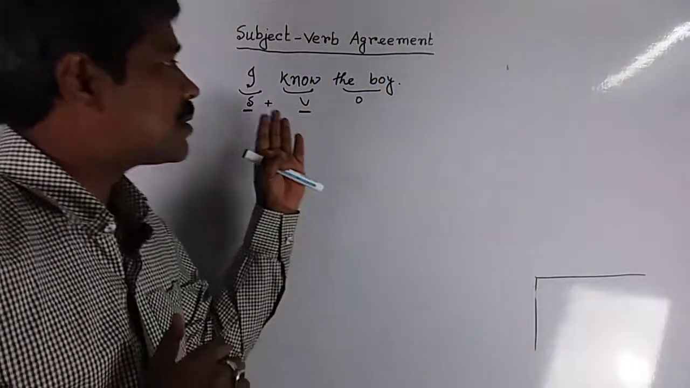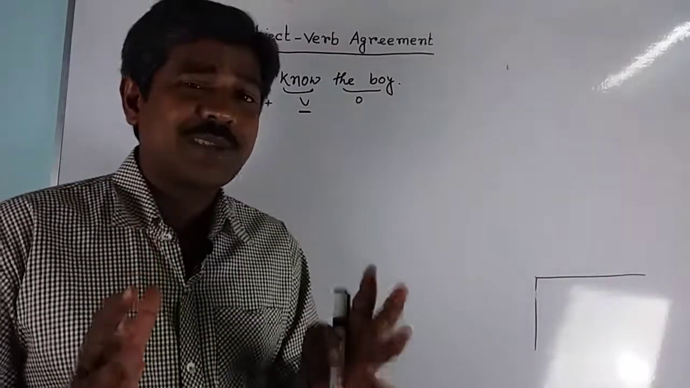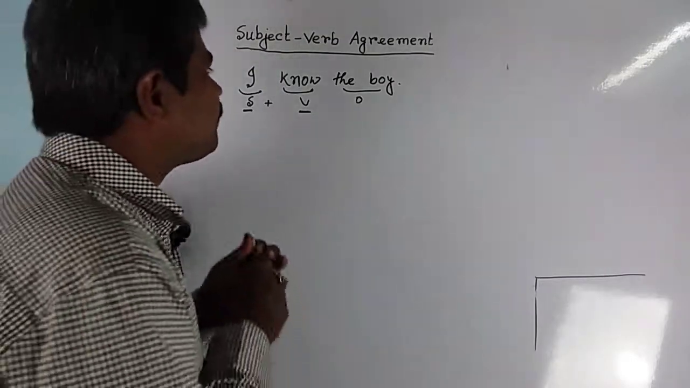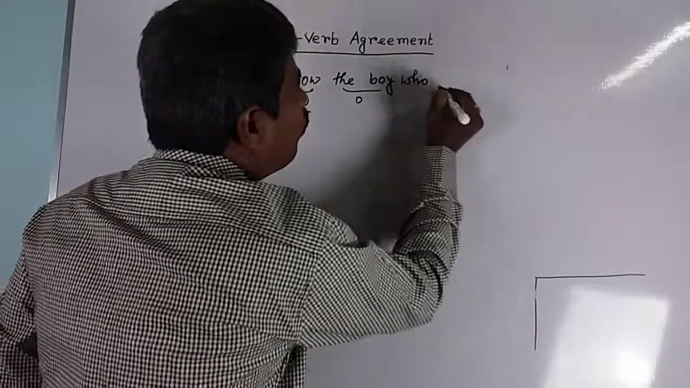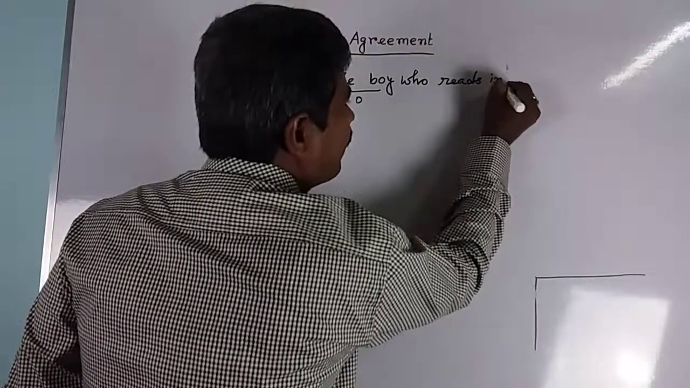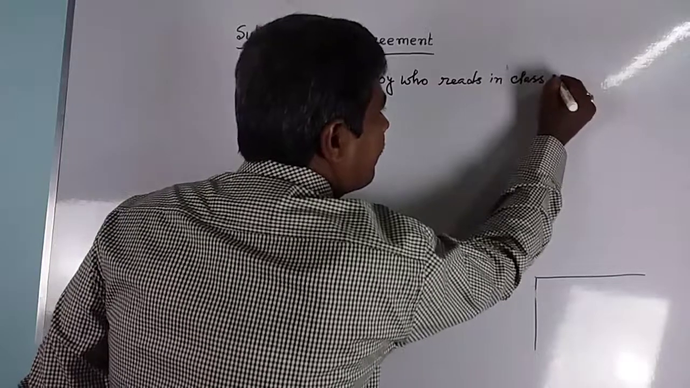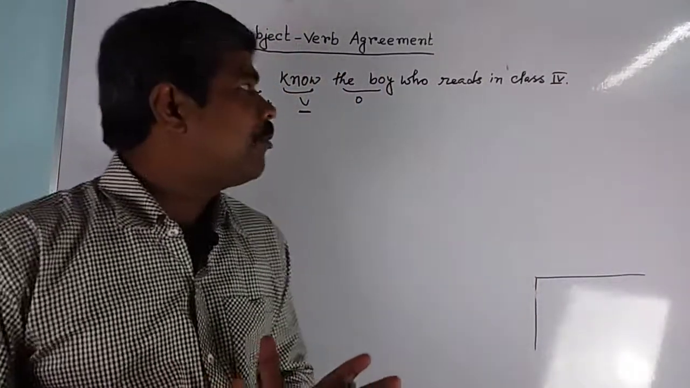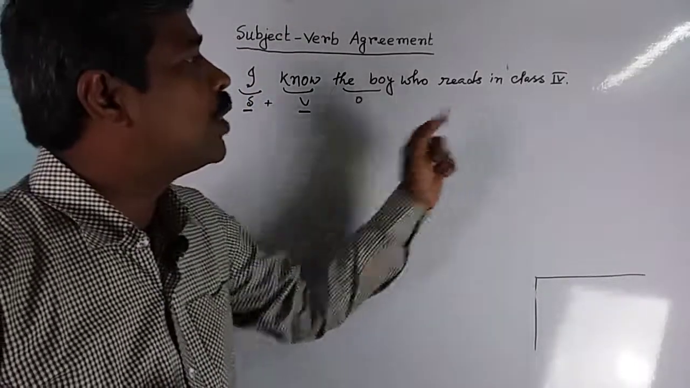You can see this clause is an independent clause, or you can say it's the principal clause, or sometimes it is called the main clause. But if we write I know the boy who reads in class 4, friends, you can see I have just extended the sentence. I have written here: I know the boy who reads in class 4.